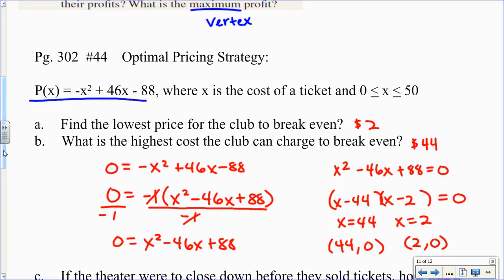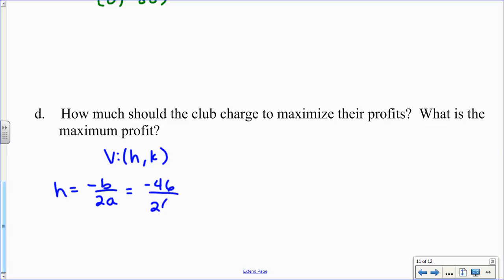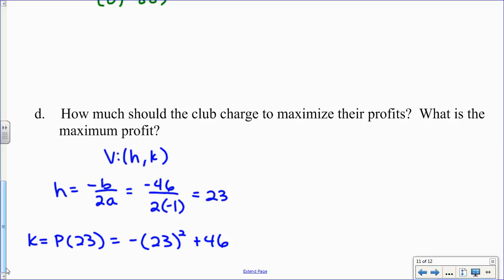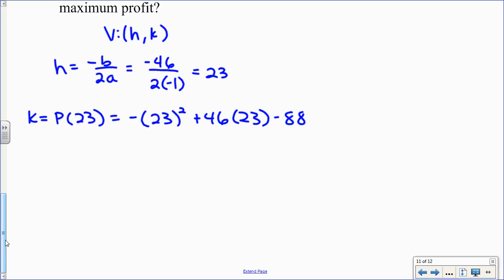So opposite of b is 46 over 2, and a is, okay, good. Make sure you multiply first. We should get 23. And then how do I find the y coordinate? Plug 23 back in. Okay. So p of 23, plus 46 times 23. What was it? Minus 88, thank you. Going kind of fast now so we make sure we can get done. And was it 441? Everyone gets a chance to calculate 441.